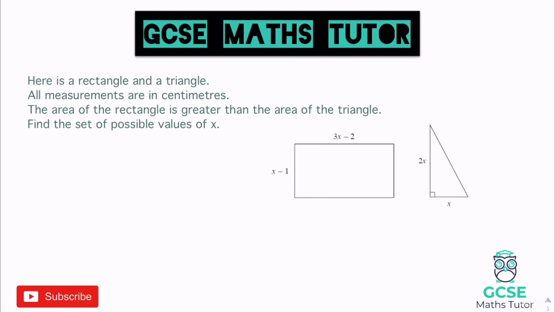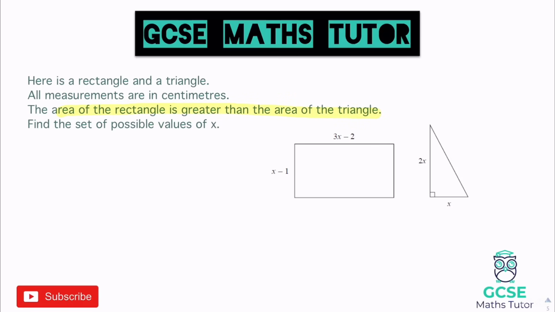Okay, so we're on to our second to last question. It says here is a rectangle and a triangle. It says all measurements are in centimetres, and that the area of the rectangle is greater than the area of the triangle. Find the possible sets of values of x. There we go, there's our hint again, look. The area of the rectangle is greater than the area of the triangle.